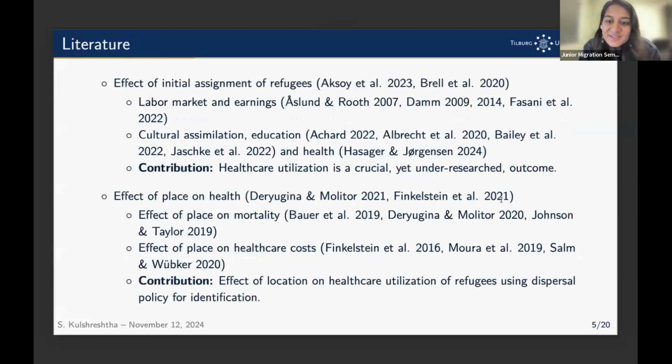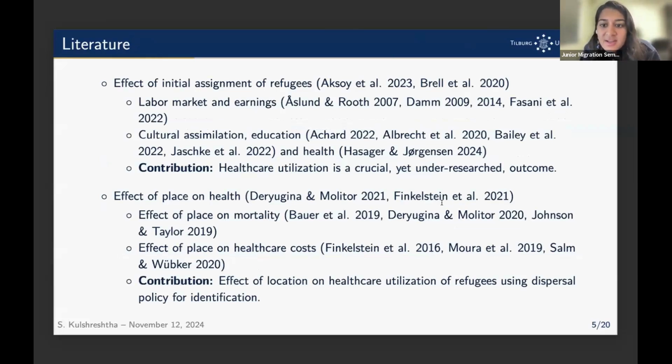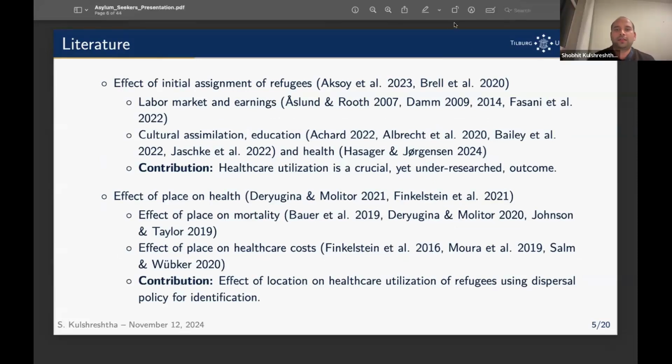Can I jump in here? There's a quick framing question in the chat that I wanted to raise since it's related to framing. The question is, why do you frame it as the effect of location on the health system rather than a policy question of whether dispersal policy has consequences for the healthcare system? Yeah, that's a great question.